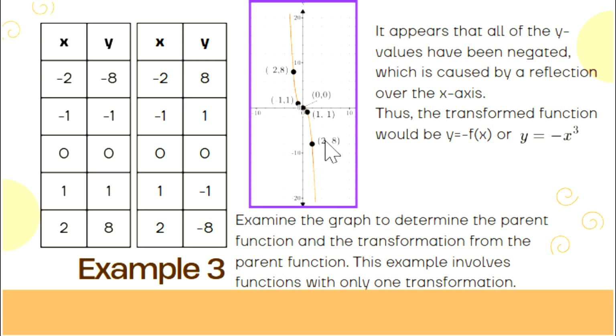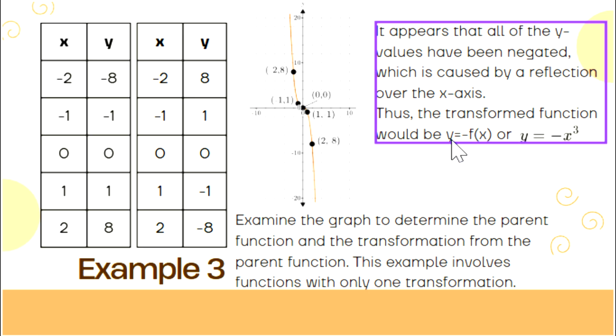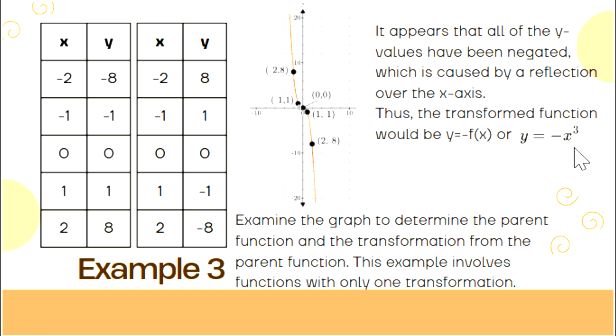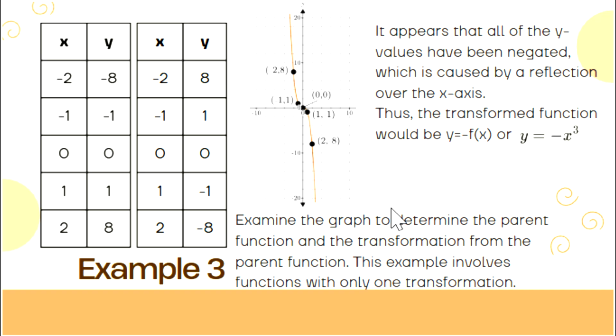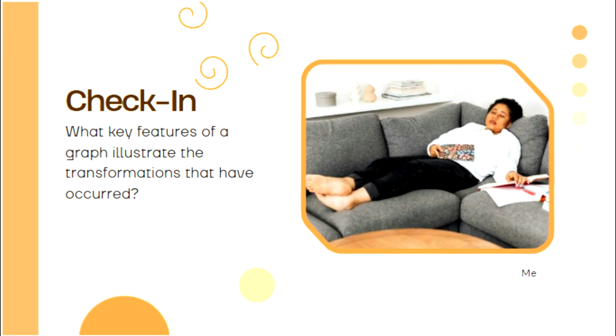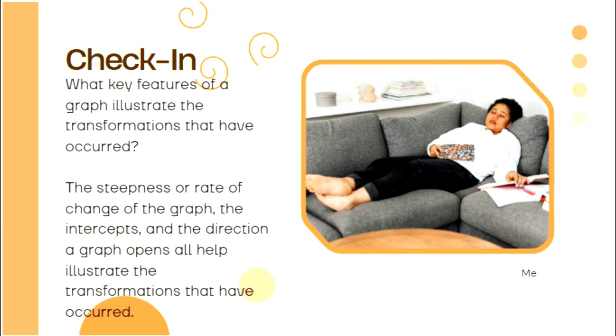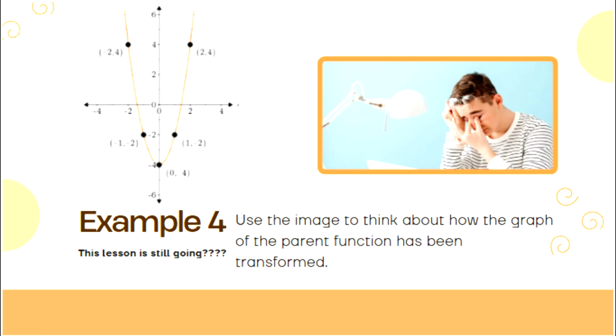It flipped upside down. Thus, the transformed function would be y equals negative f of x, or y equals negative x cubed. And you can find these formulas by looking back at the chart from last lesson. Okay, check in: what key features of a graph illustrate the transformations that have occurred? The steepness or rate of change of the graph, the intercepts, and the direction a graph opens all help illustrate the transformations that have occurred.